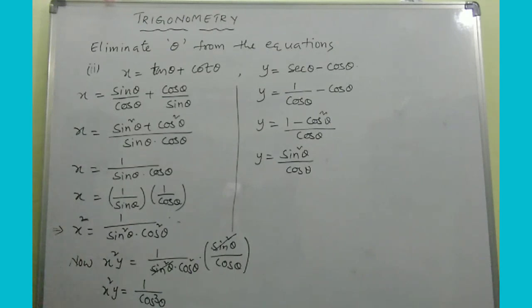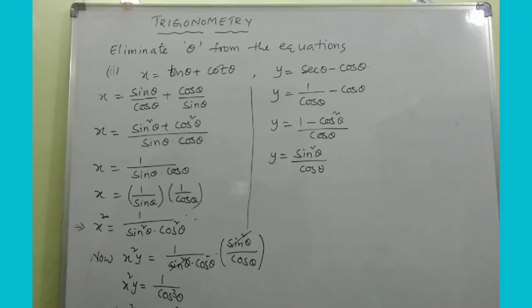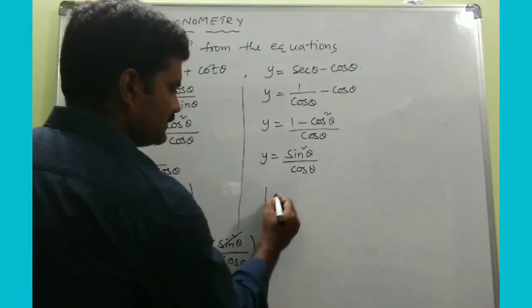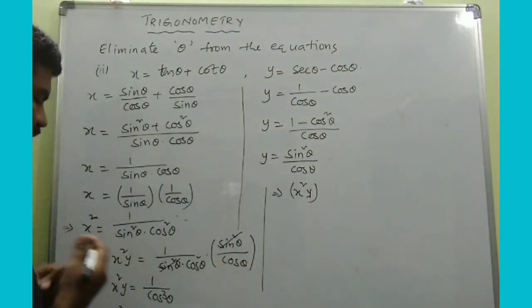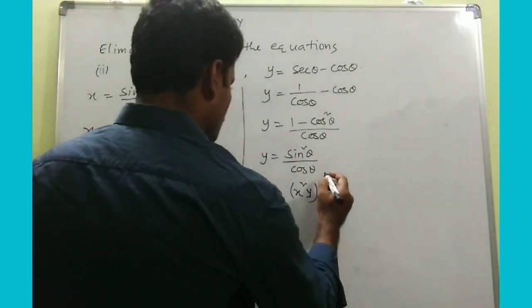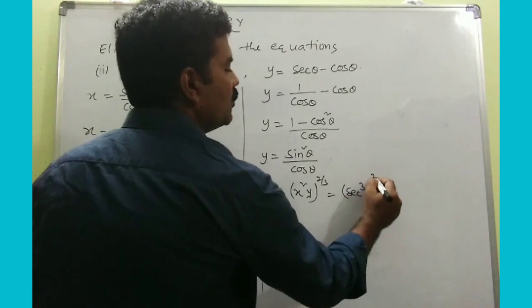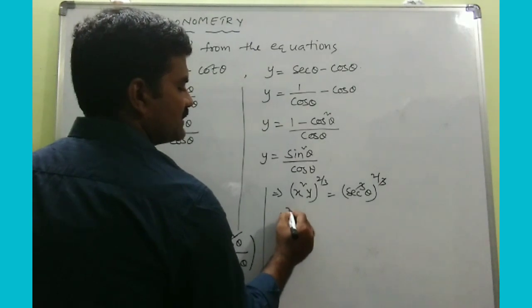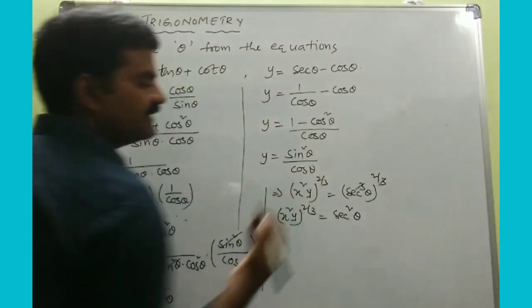But you know, my dear, we have the identity for secant square theta. So what to do? Then do one thing. So x square into y whole power 2 by 3 is equal to, we have here already secant cube theta whole power 2 by 3. Now 3 by 3 cancel. Hence x square into y whole power 2 by 3 is equal to secant square theta.